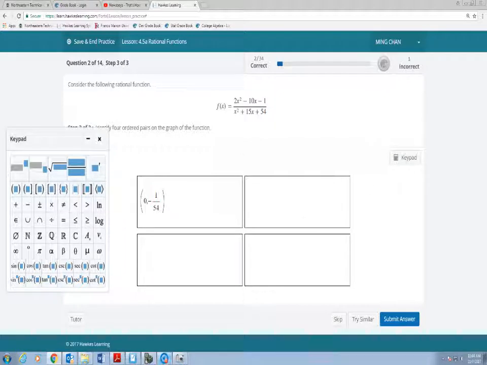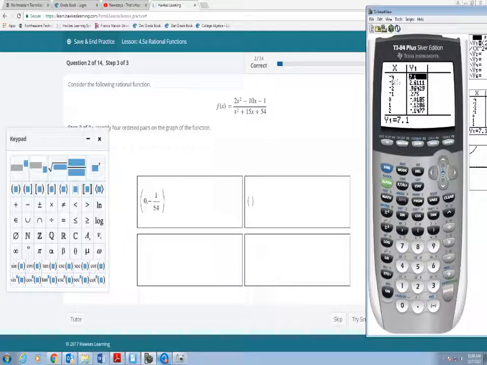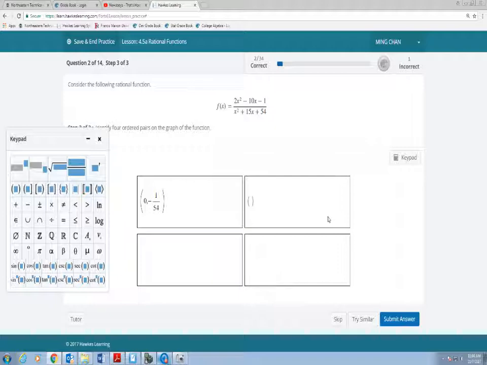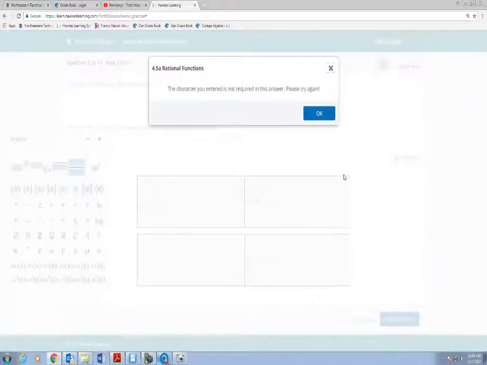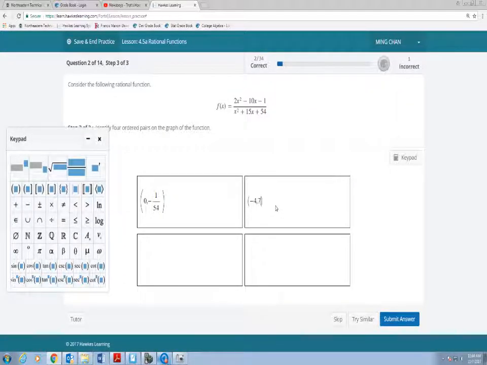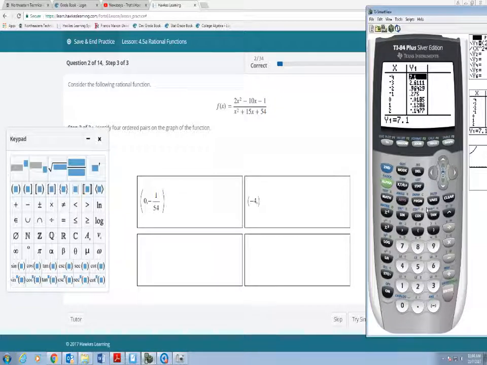All right, let's try another one. Okay. What was this one? This one was negative 4, 7. Oh, I was about to type in a decimal. You will not let me do that. So that means I have to do fraction answers. If I cannot have decimals for my answers, I have to type in whole numbers.